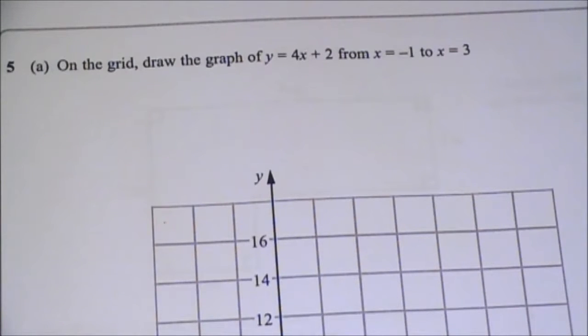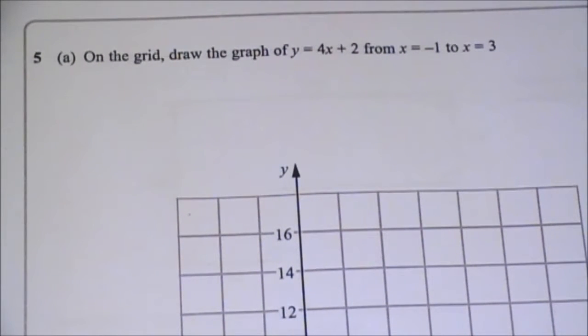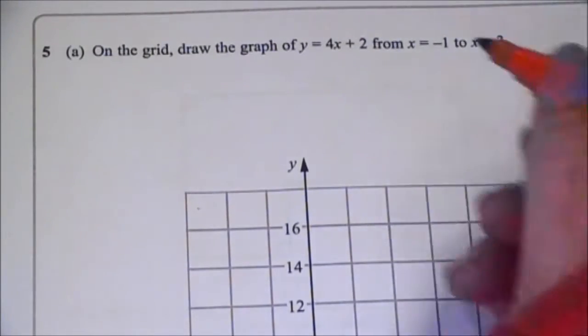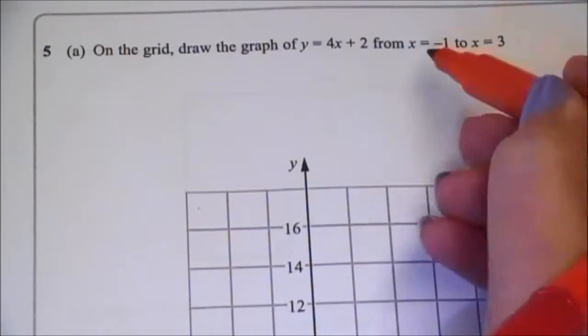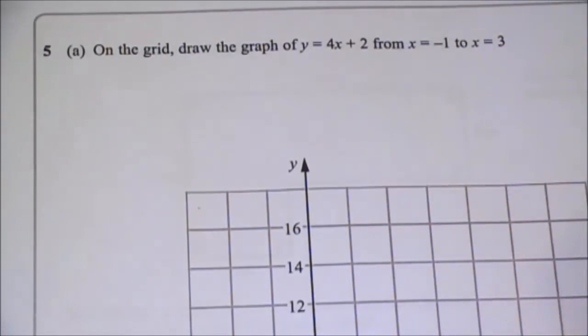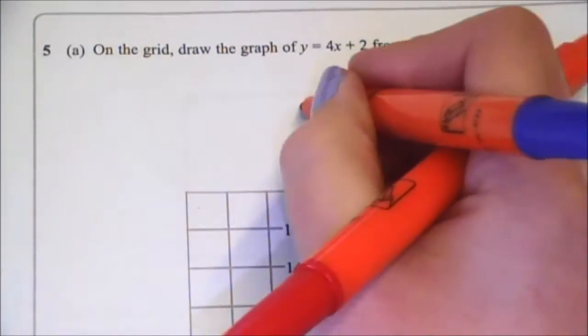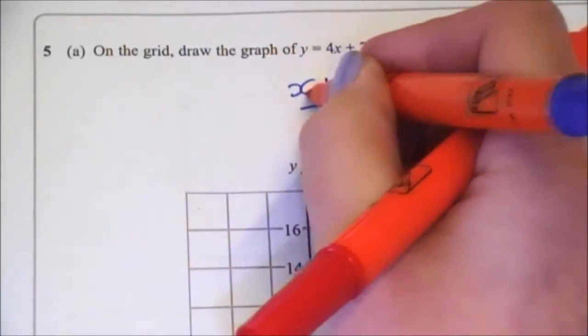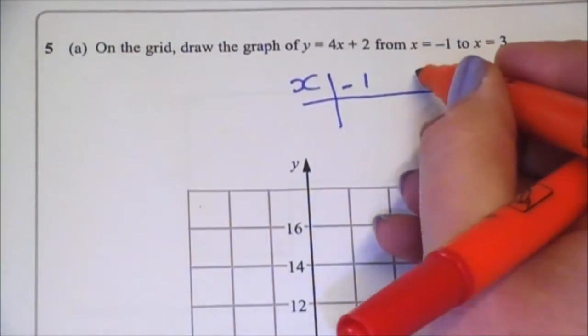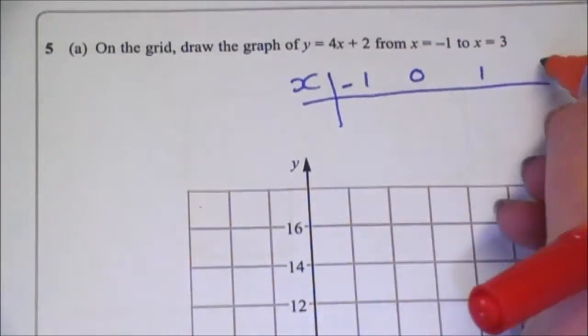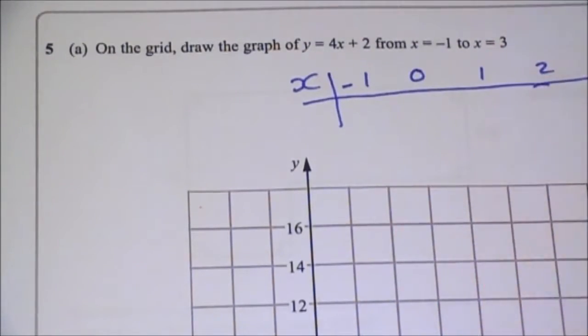Question 5 is a straight line graph question. They want you to plot the straight line graph. To draw a straight line graph, you're going to need a pencil and a ruler. So on the grid, draw the graph of y equals 4x plus 2 from x equals negative 1 to x equals 3. So default response, do a table of values with your values for x, which they've said above as negative 1, 0, 1, 2, and 3.